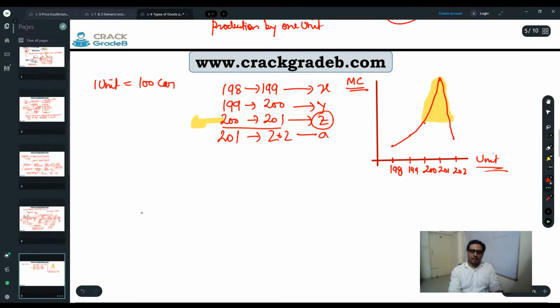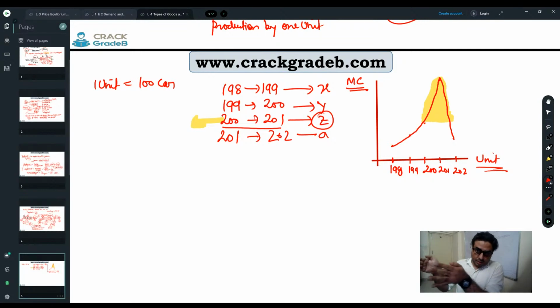1 unit is equal to 100 cars, right? So they want to increase production by 100 here. For that, they have to establish an additional production facility. So if they take this decision in future, is there a possibility to increase the production or not?